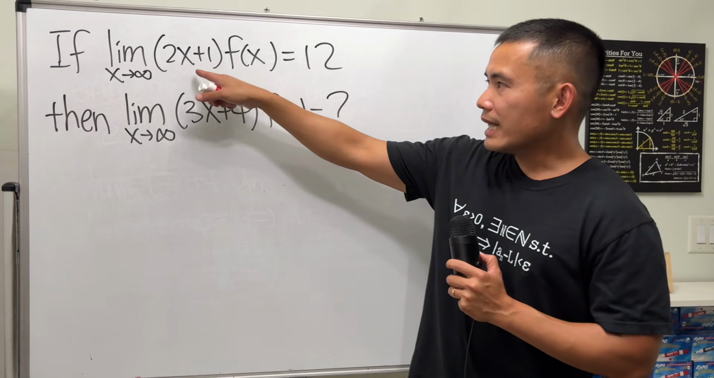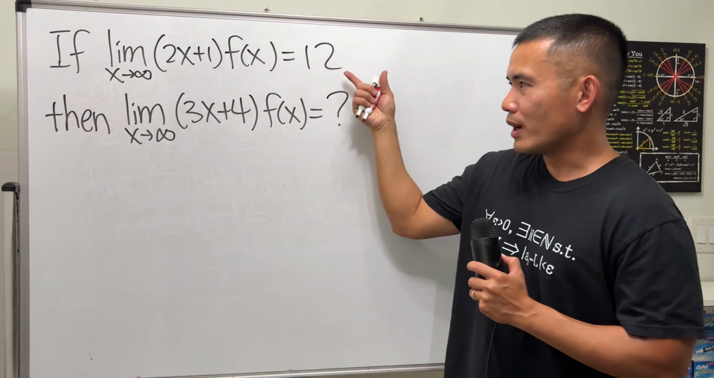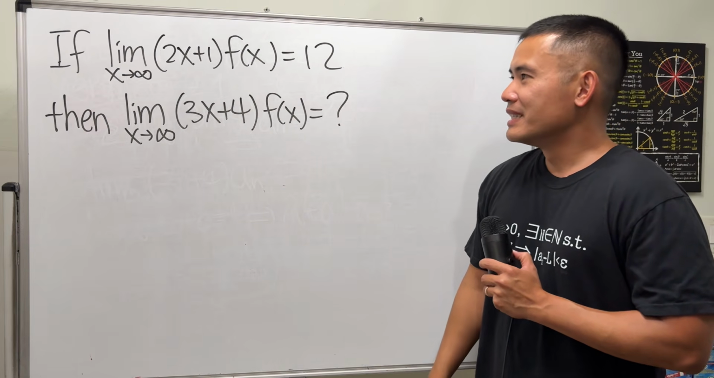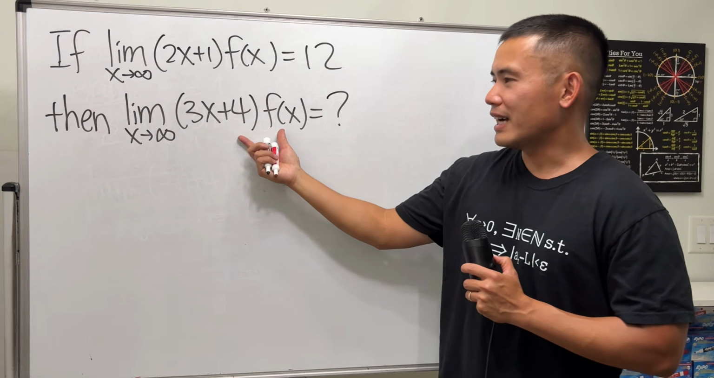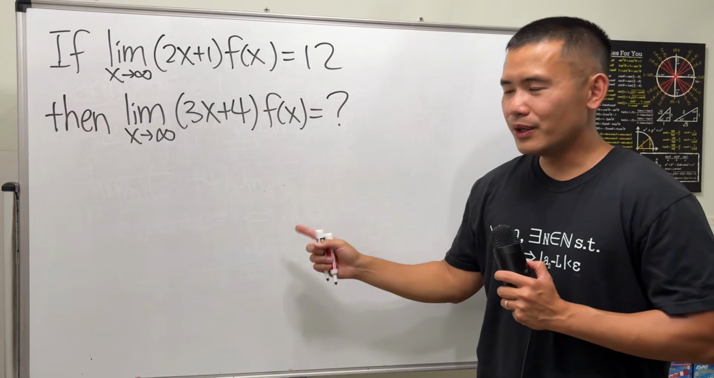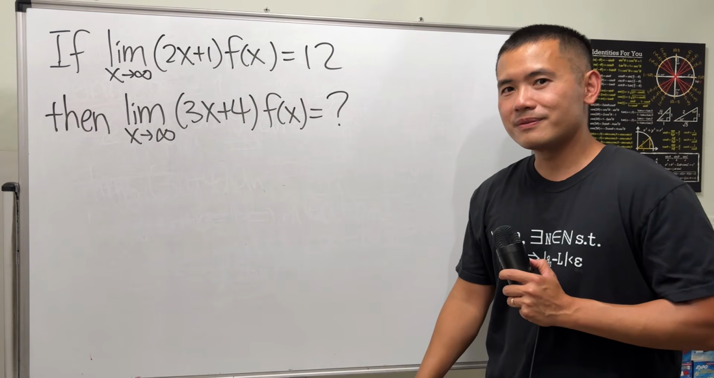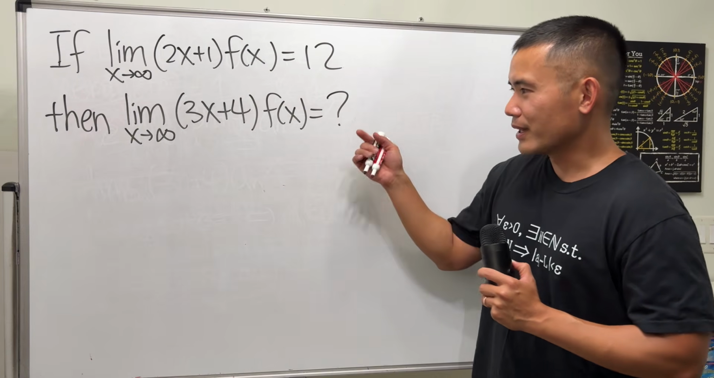And right here, do not divide both sides by 2x + 1. Don't do that either. How can we utilize this to figure out that? Well, you should pause the video, think about it before you watch the solution. Ready? Okay, here we go.